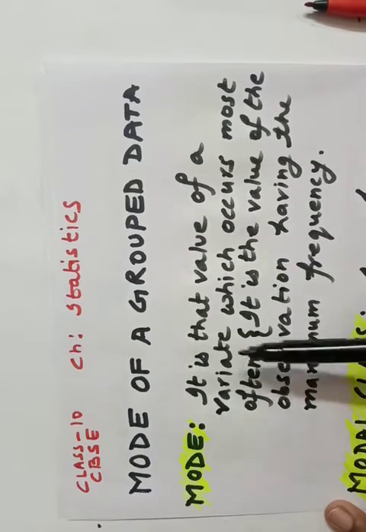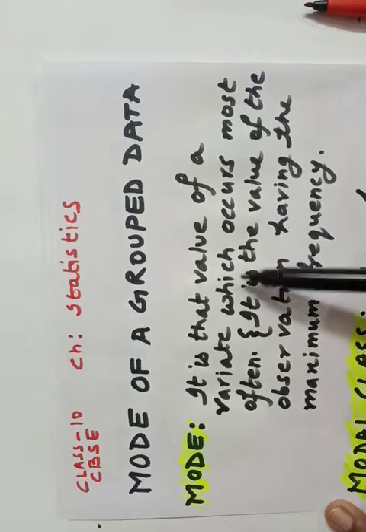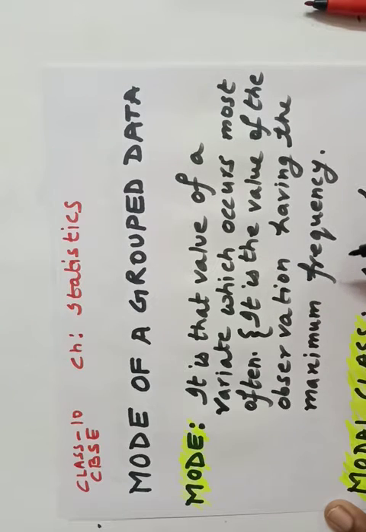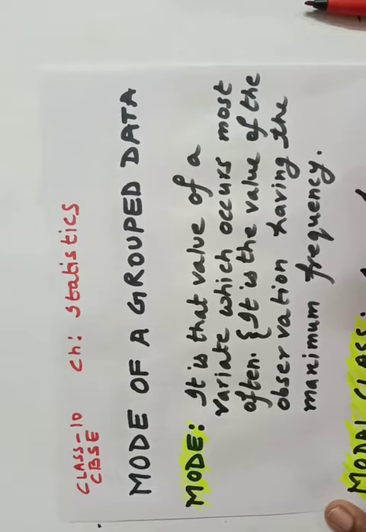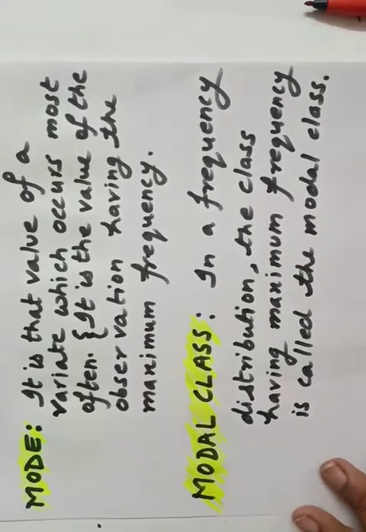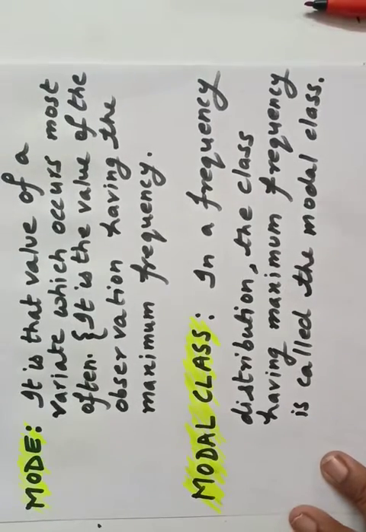What is mode? It is that value of a variate which occurs most often. It means it is the value of the observation having the maximum frequency. So if the data is given in grouped form, the class interval having the maximum frequency we will consider as a modal class. Then we will find out the mode of the given data.